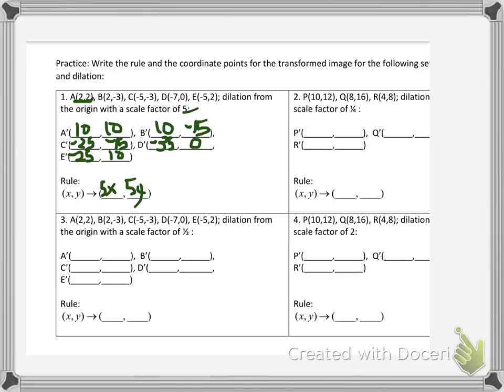Same thing down here. Here my scale factor is 1/2, so the rule is 1/2 x, 1/2 y. So I just take half of my various points.